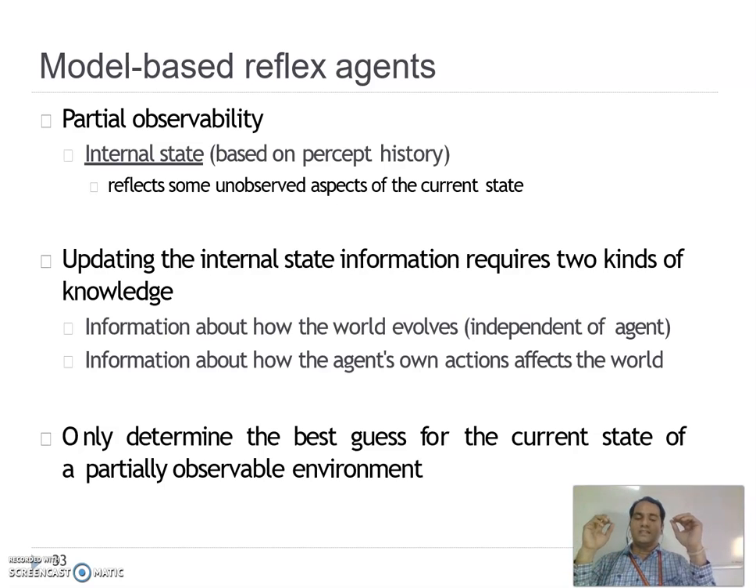It only determines the best guess for the current state of a partially observable environment. It tries to determine the best guess for the partially observable environment. That is your model based reflex agent.